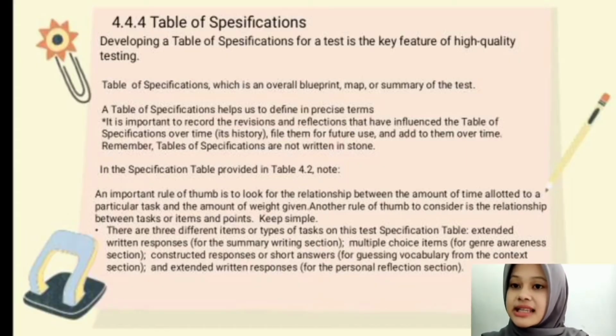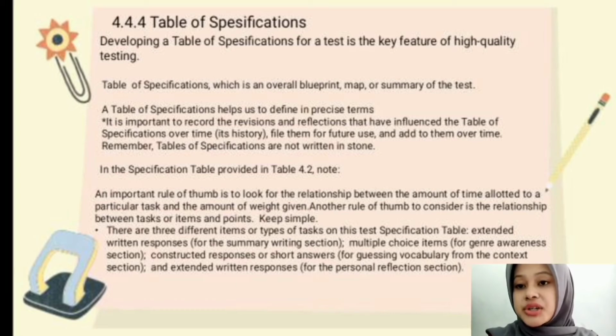The next material is about a table of specification. Developing a table of specification for a test is a key feature of high-quality testing. A table of specification is an overall blueprint, map, or summary of the test. It helps us to define in precise terms. It is important to record the revisions and reflections that have influenced the table of specification over time, its history, file them for future use, and add to them over time. Remember, tables of specification are not written in stone.